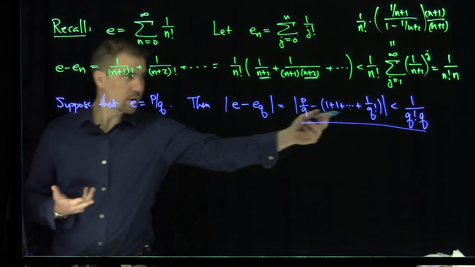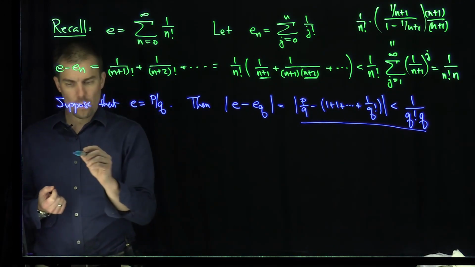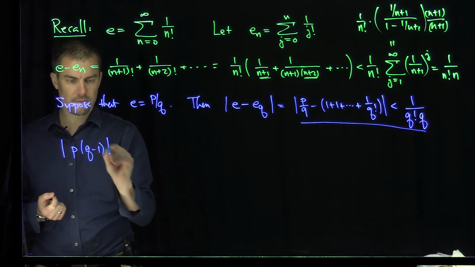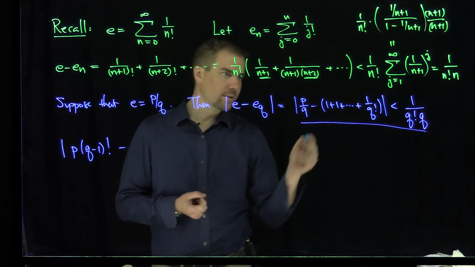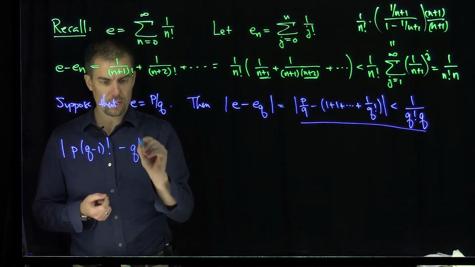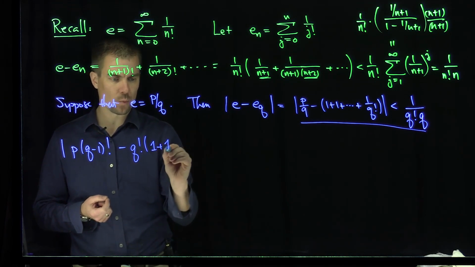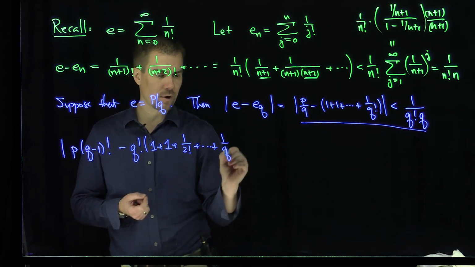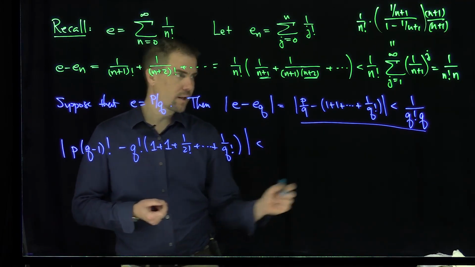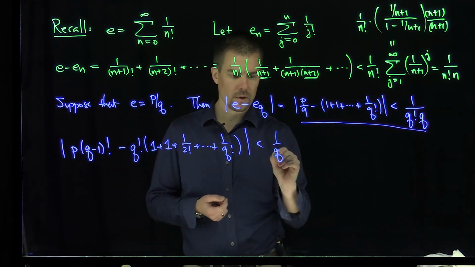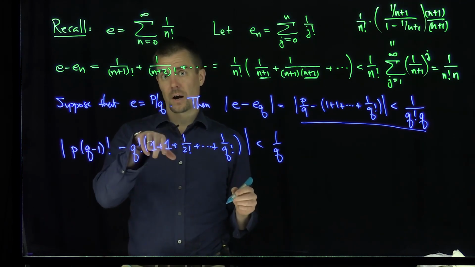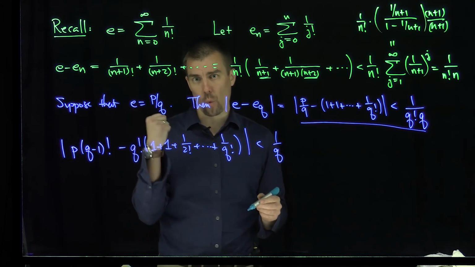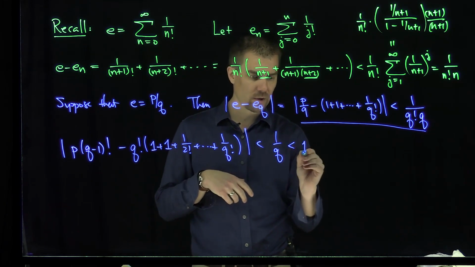So if we multiply this inequality by q factorial, what will we get? We'll get p times q minus 1 factorial, minus q factorial times 1 plus 1 over 2 factorial plus up to 1 over q factorial, is less than 1 over q. And since e is not an integer, this q is greater than 1 necessarily, so this is strictly less than 1.